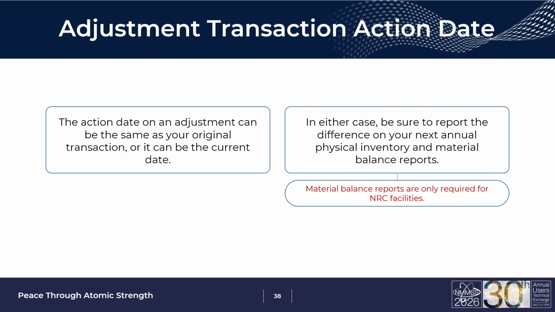The facility reporting a DOE NRC Form 741 must provide an action date when reporting an adjustment transaction. The action date on an adjustment can be the same as your original transaction document, or it can be the current date when the adjustment is being reported to NEMIS. In either case, be sure to report the difference from your adjustment/correction on your next annual physical inventory and material balance report. Note that submission of material balance reports is only required for NRC licensee facilities.